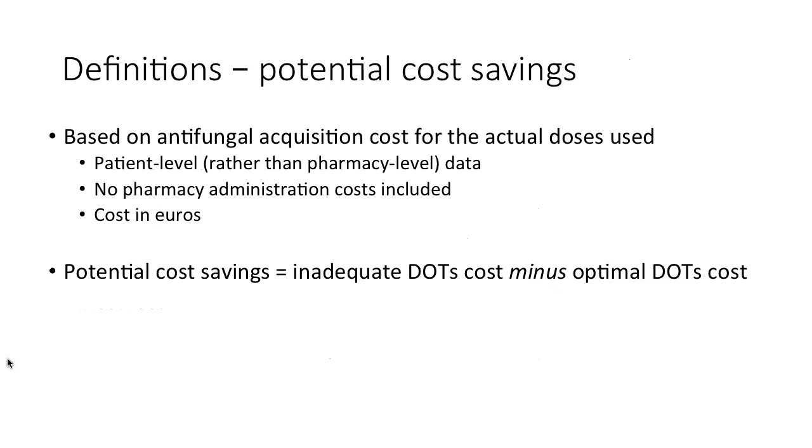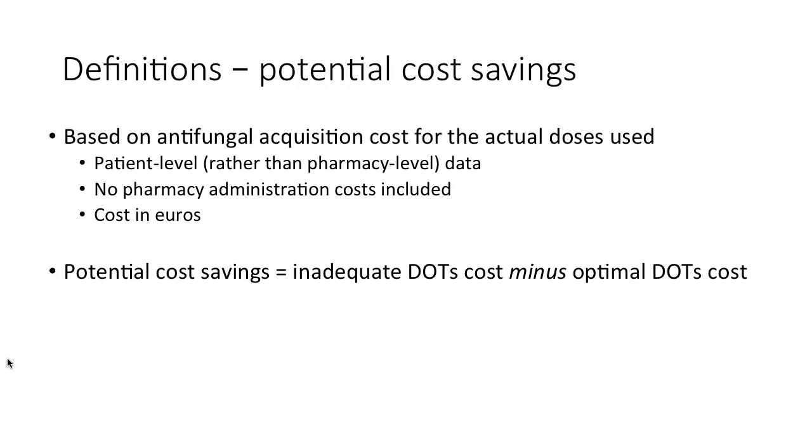And then looking at potential cost savings, they looked only at acquisition costs of the drug, and that for the actual doses that we use. So not just requisition orders from pharmacy. They looked at what dose was actually given to the patient, and they calculated the actual cost of that dose. They didn't include administrative costs and other costs associated with giving these agents, and they used euros.